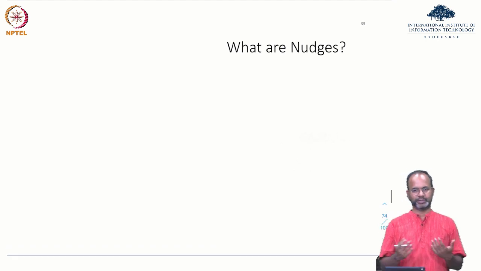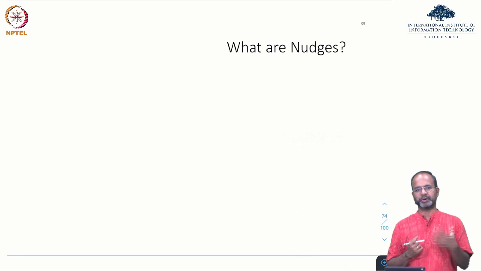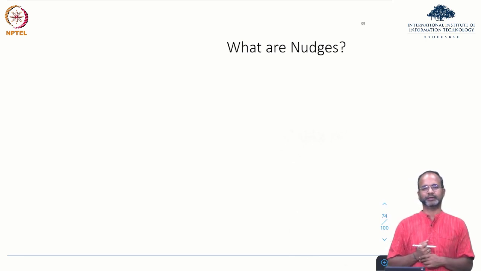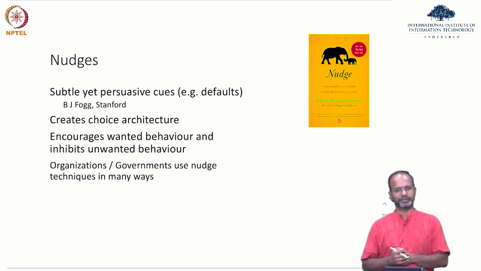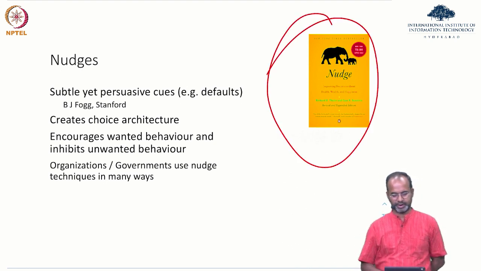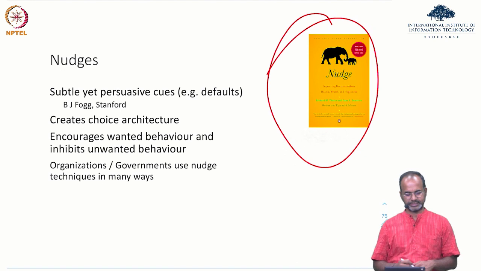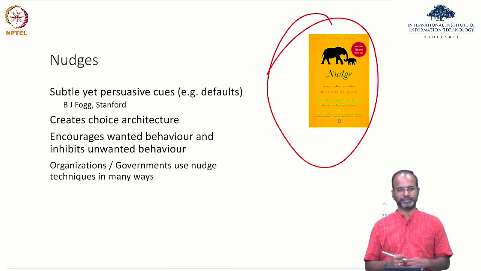What are nudges? I just gave you some examples of nudges. A pop-up asking whether you really want to go to a website, because it's actually insecure. Your parents stopping you from doing something. There's been a lot of work on nudges. Here is a book about nudges. This professor from Stanford, B.J. Fogg, has been doing a lot of work around persuasive technologies, on how to change user behavior.